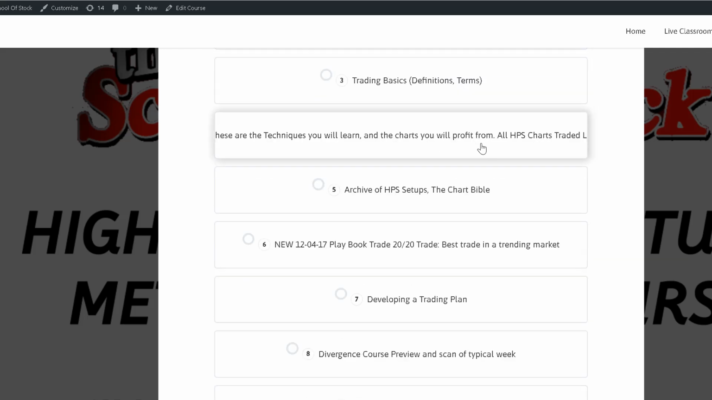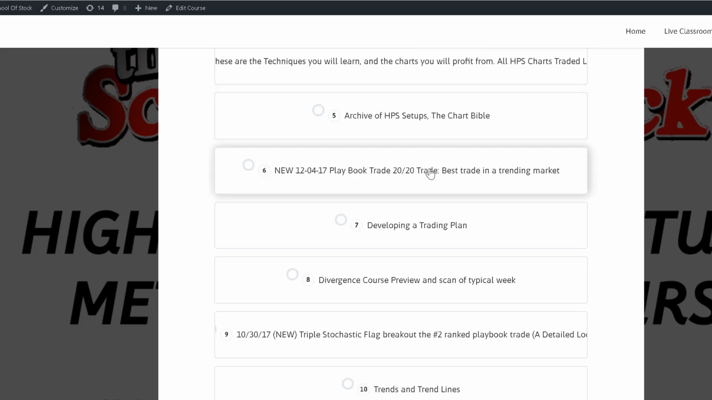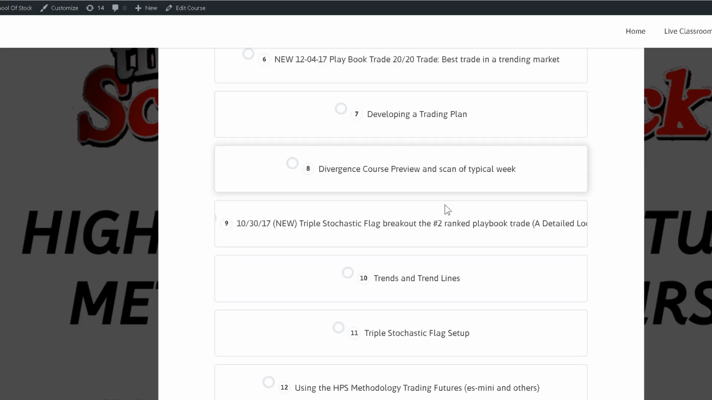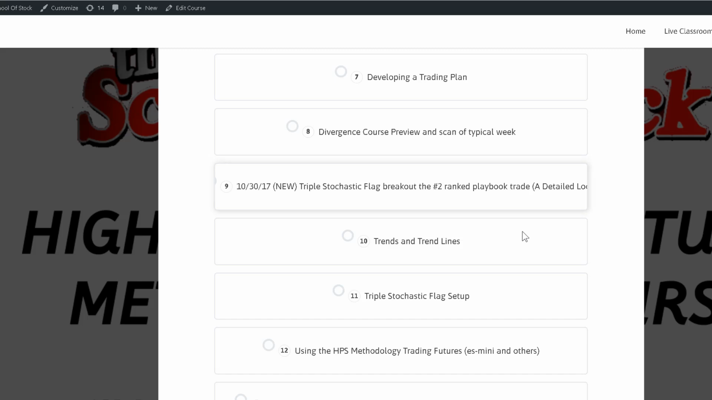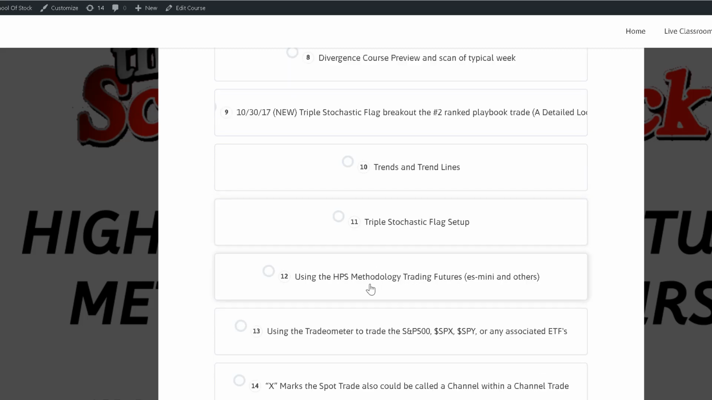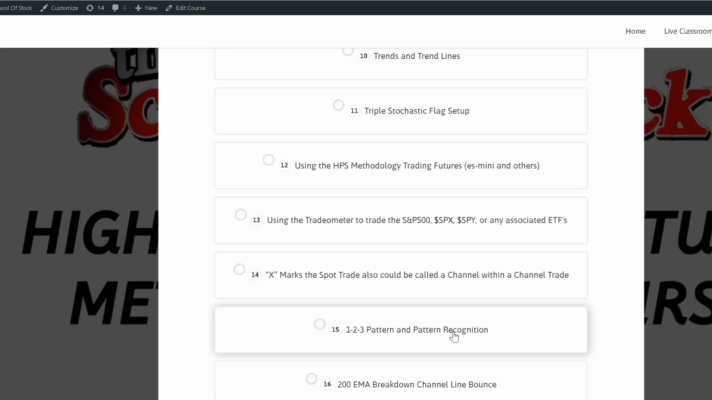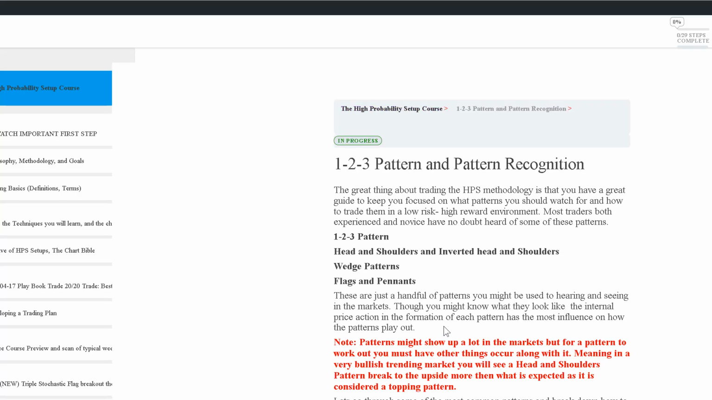These are all the different lessons: Chart Bible, the trade, how to develop a trading plan, triple stochastic flag breakouts, trends and trend lines, the flag, using the tradeometer, X marks the spot trade, the 1, 2, 3 pattern, and pattern recognition. It's really important. That's one of the fundamentals.